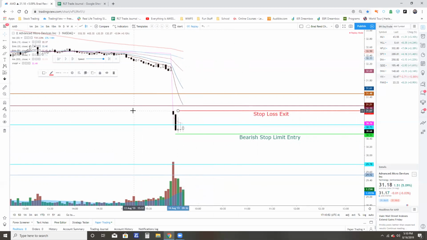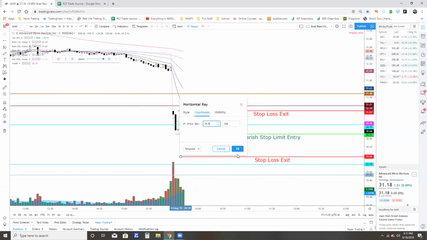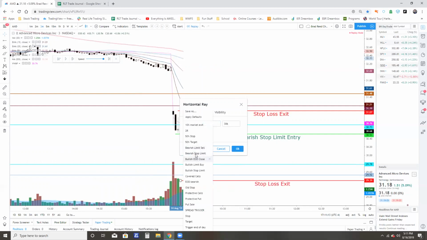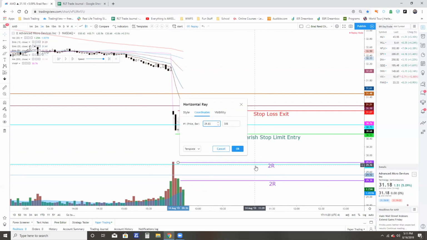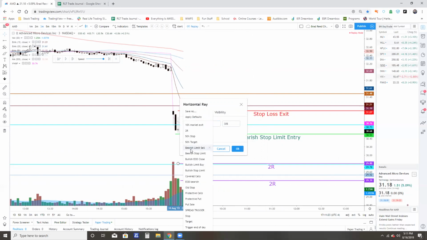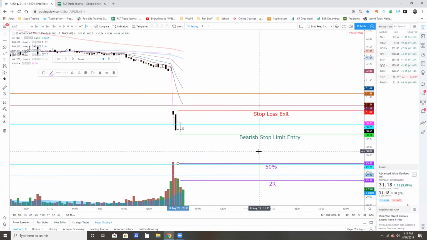And then protective stop up here at 31.07. So 30.51 by 31.07 is a 56-cent risk. 56 cents of risk would be $1.12 in reward. $1.12 in reward puts 2R at 29.39. I don't know if I'm taking this trade. Definitely taking at least half right there.